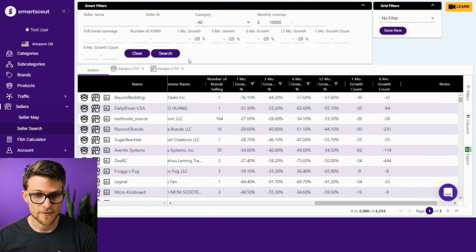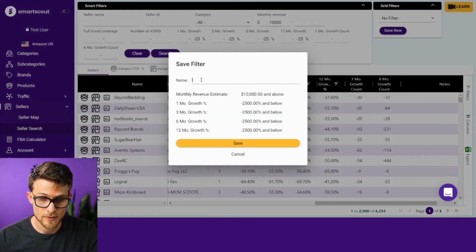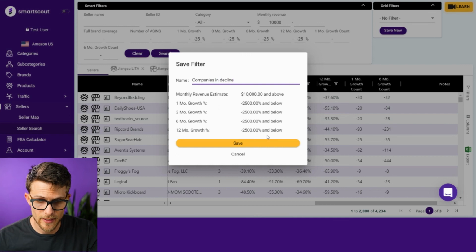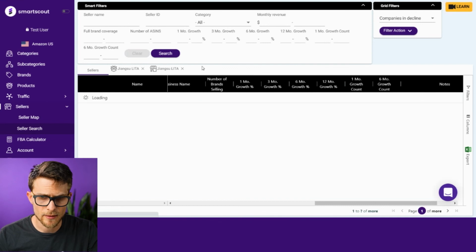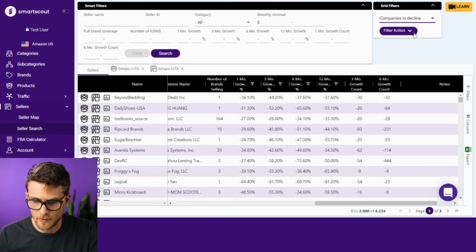So if you do find something that works, a set of filters that have pointed you to a lot of good companies, make sure that you save them. You can name this companies in decline. There we go, that's my filter. And now anytime I want to come back here, if that's cleared out, there we go, it'll reapply them for me.